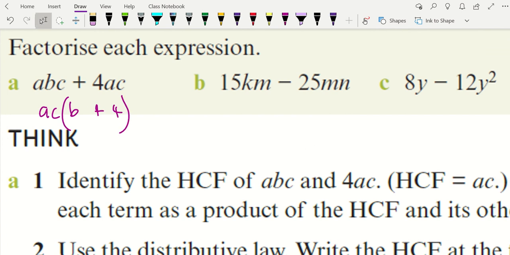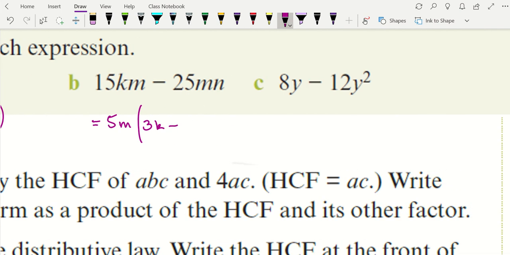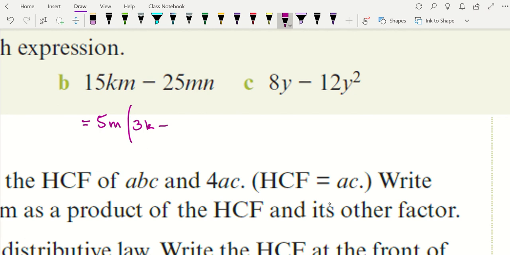Now let's have a look at the next one. 15 and 25, well, they're both multiples of 5. Now we've got a km and an mn, so the letter common is m. Now 5 times 3 is 15, and the other letter is k. We carry the minus through. 5 5s are 25, so there we go. And then the other letter is n.